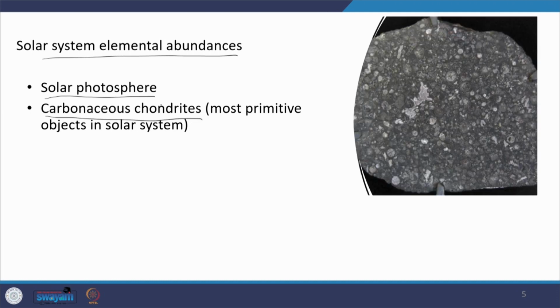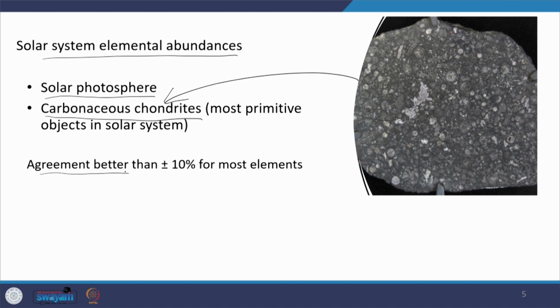It looks like this, which is believed to be one of the oldest meteorites in the universe. So, when we consider this kind of object, we can assume that it has not undergone any kind of fractionation processes. So, at that stage you observe the elemental abundance, then you see whether it is the same as that of the solar photosphere or not. Interestingly, there is a good agreement between the abundance curve obtained from the solar photosphere and the abundance data obtained from carbonaceous chondrites, and the agreement is within 10% for most of the elements.